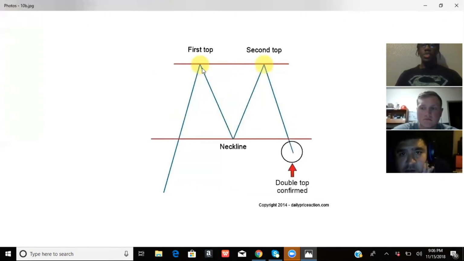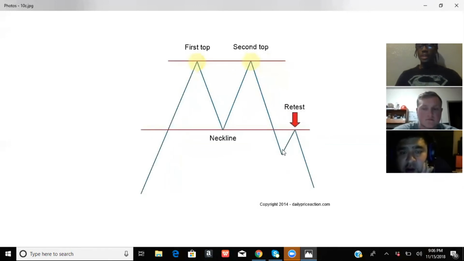Just because it makes two tops right here, and it's coming down, doesn't mean it's a confirmed double top. You don't want to jump the gun, all right? You want to wait until it comes down here to break the neckline and then get in. Okay, so basically, like we were saying, whenever it does come down here, once it comes back up, it'll retest this area to bounce right off. So that's what Keaton was saying.